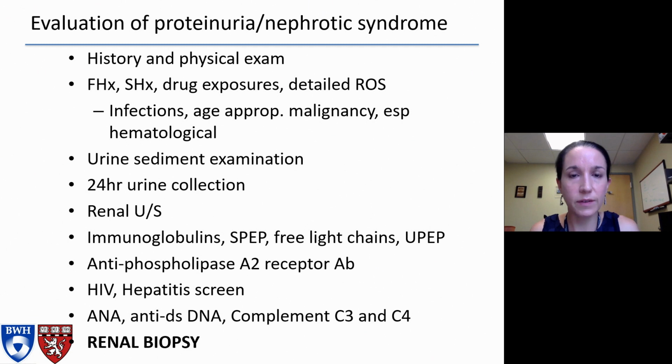We also look at HIV and hepatitis screen. We do an autoimmune screen. But most patients with nephrotic syndrome will require renal biopsy for diagnosis and prognostic information.